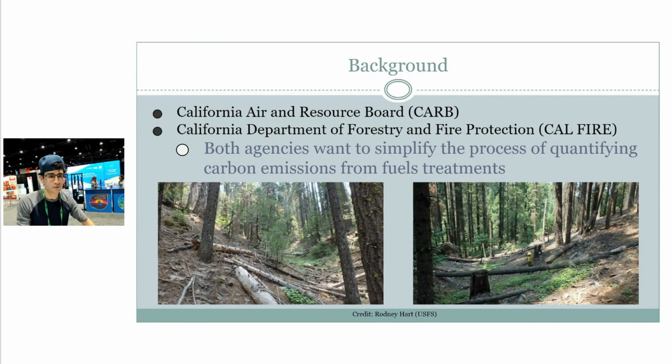Before I get into the weeds of the Google technologies that I use, I think it's important first that I talk about some background, how this project came to be, as well as identify some key terms I think are important to discuss so that we're all on the same page. So this project came to be from two agencies, the California Air Resource Board and the California Department of Forestry and Fire Protection. CARB for short is an agency that's dedicated to looking at the harmful effects of air pollution in California. And CAL FIRE is an agency that's dedicated to looking at fire protection in the private wetlands of the state. And both these agencies want to simplify the process of quantifying carbon emissions from specifically fuels treatments.